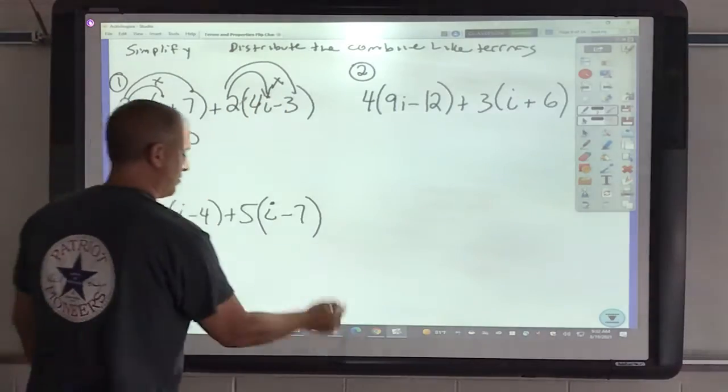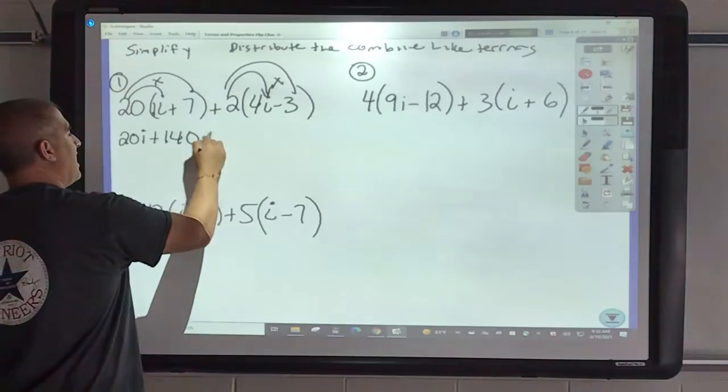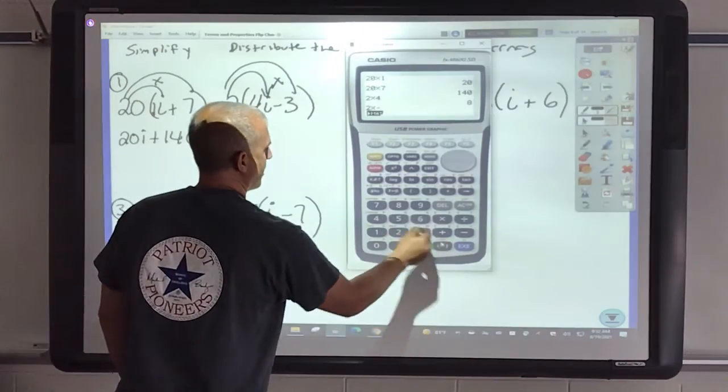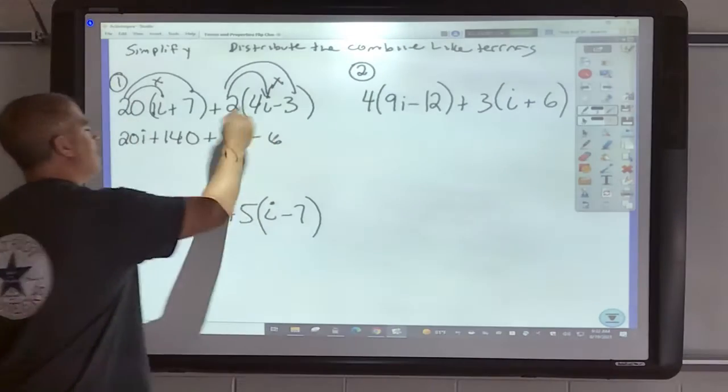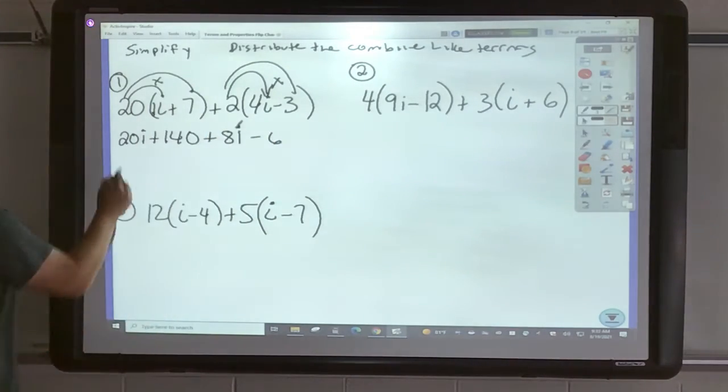Then I'm going to do this one. 2 times 4i would be 8i. 2 times negative 3 is negative 6. Now, if you need to write it out, go ahead and do that. Now, we got to combine the like terms.